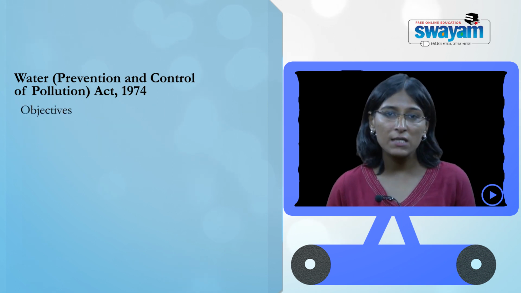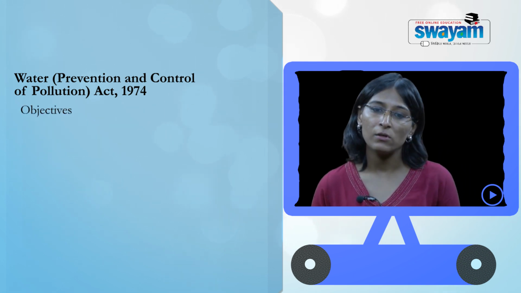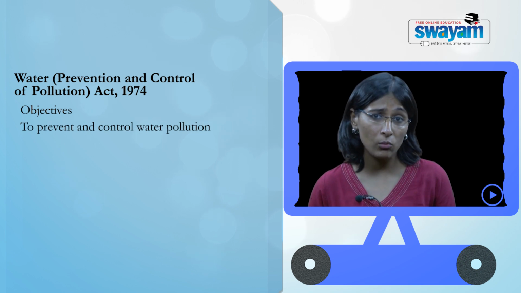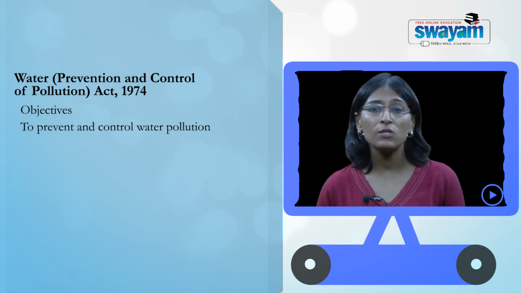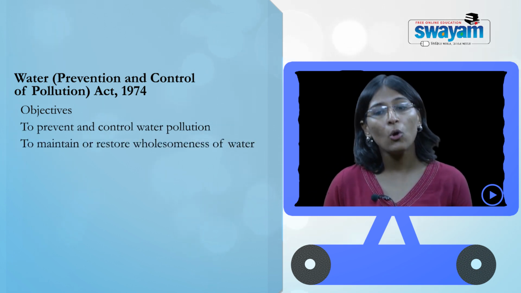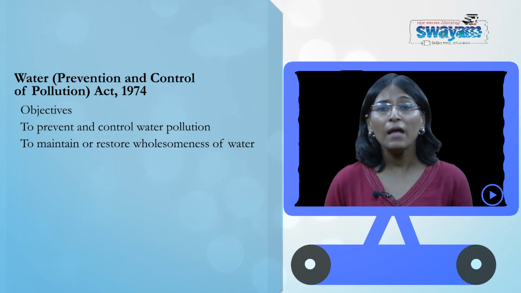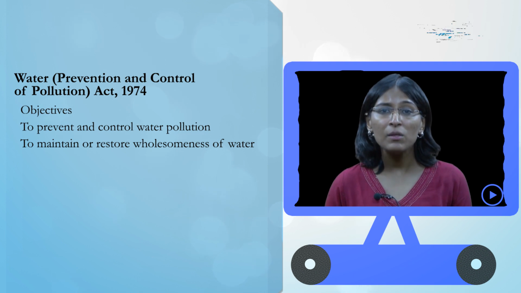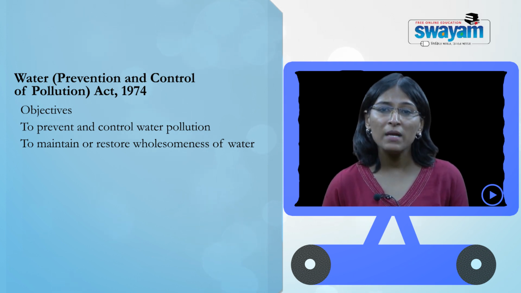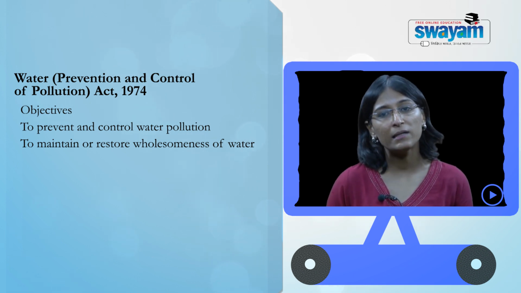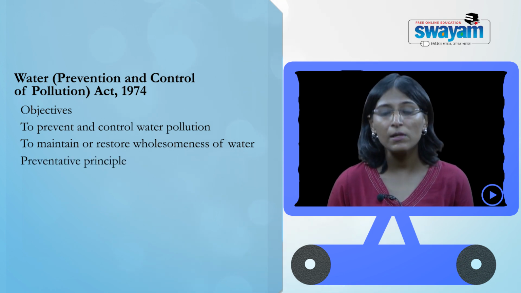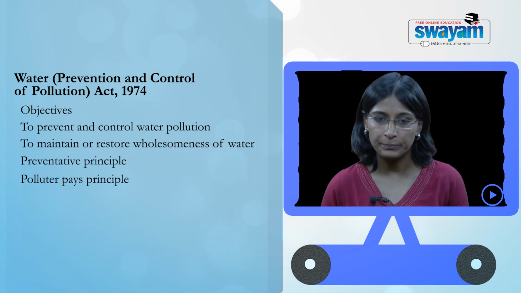The main objectives of the Water Act are twofold. First is to prevent and control water pollution, and the other one is to maintain or restore wholesomeness of water. As we have seen in the module on environmental law principles, two main principles which are being invoked here are the preventive principle and the polluter pays principle.